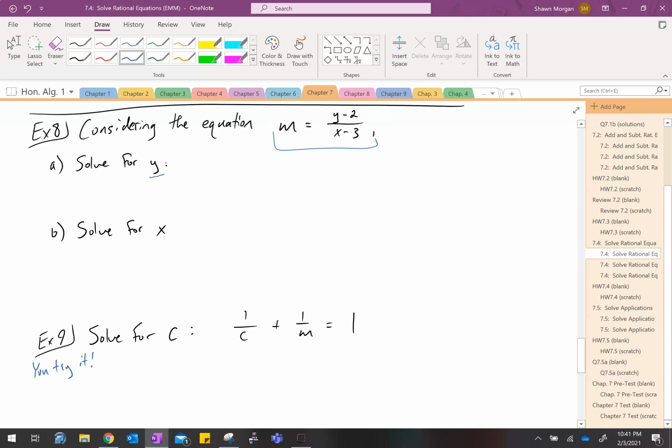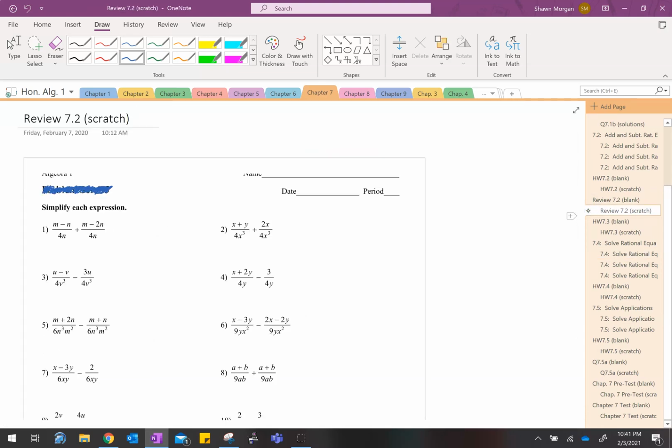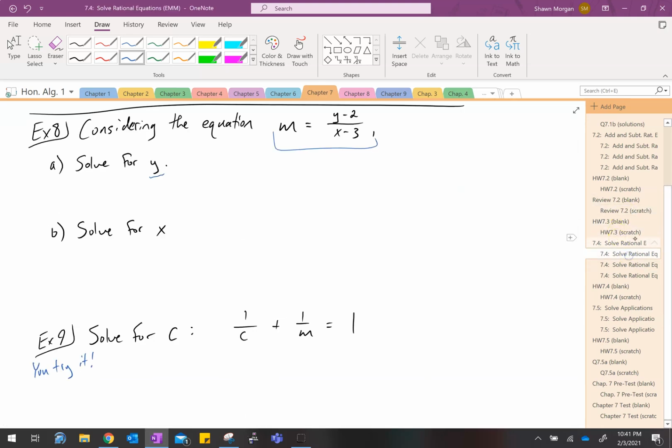Now, you'll do this in your science class quite a bit, where you might have a formula like density equals mass over volume, if I'm remembering that correctly. And you might want to solve for volume. That's a necessary skill for an Algebra 1 student, being able to take a formula and solve for a variable. So let's do that.